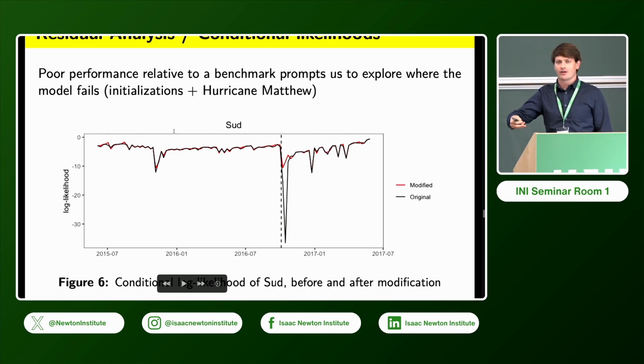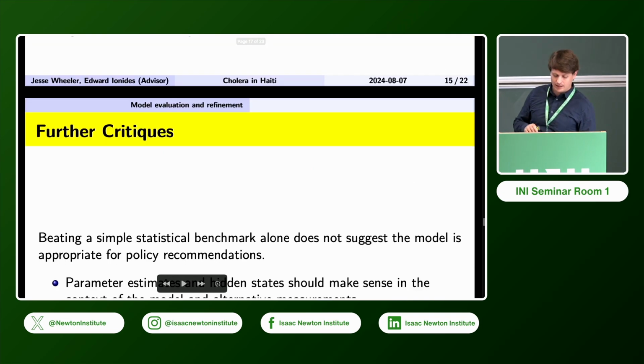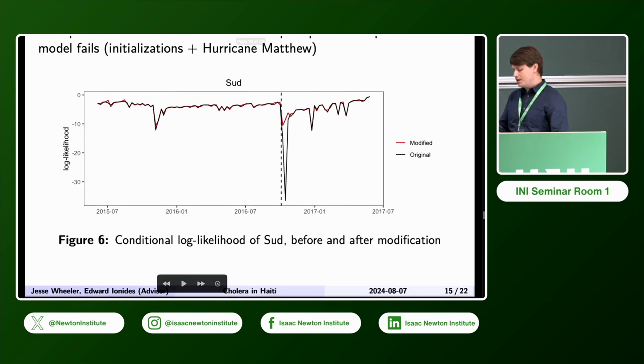And when we fit the model without accounting for this additional effect of Hurricane Matthew, the model parameters have to adjust for this really large offsetting impact from the hurricane. So that prompted us to include some sort of mechanism to account for how this hurricane may have affected disease. So you can see the original model did poorly at this time, but our modified model does a little bit better because it accounts for this mechanism.